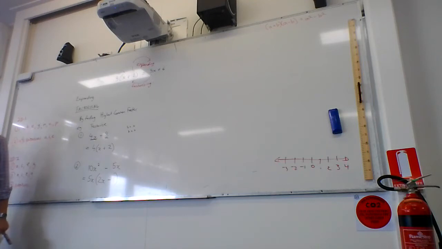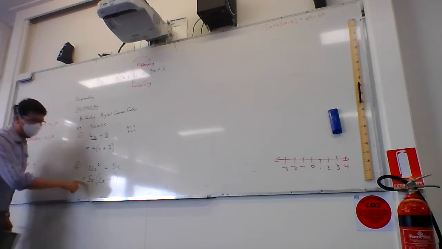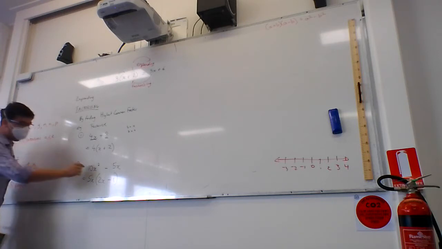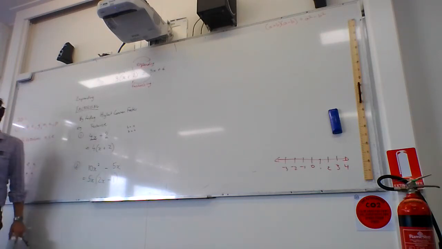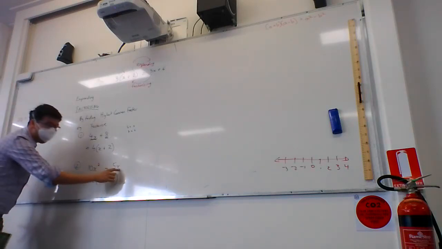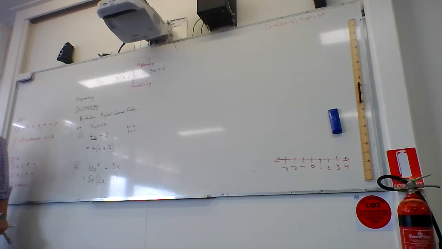Hands up if you agree. Lots of hands on this side of the room. Let's check. So you're putting 5x out the front because you're saying 5x would be the highest common factor. Let's think 10 and 5. What's the highest common factor of 10 and 5? 5. 5 is the biggest number. We've got x squared and we've got x. What's in common to both x squared and x? x is. So yes, 5x is the highest common factor.